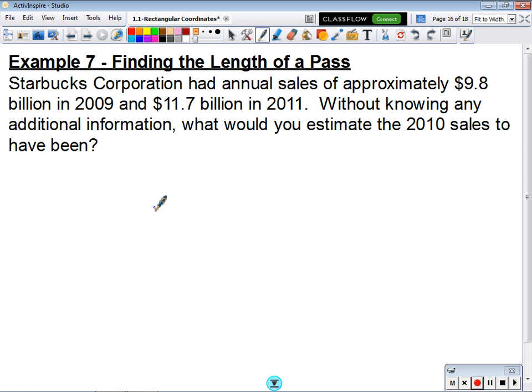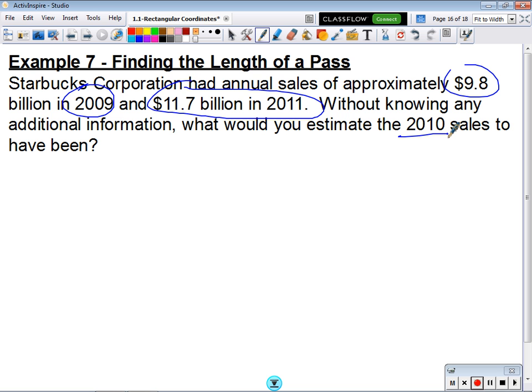Some other things involving midpoint. This question here is more of an application type. The question says, Starbucks Corporation had annual sales of approximately $9.8 billion in 2009 and $11.7 billion in 2011. Without knowing any additional information, what would you estimate the 2010 sales to have been? If you notice here, it gives you data from 2009, and then it also gives you data from 2011.